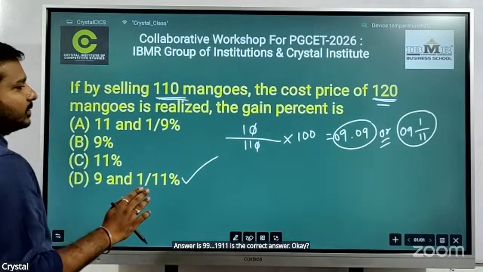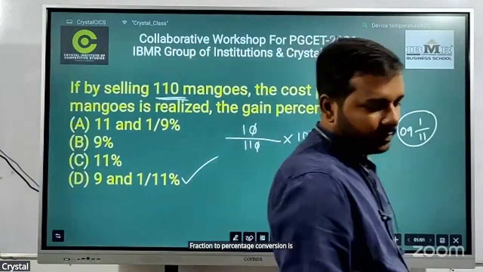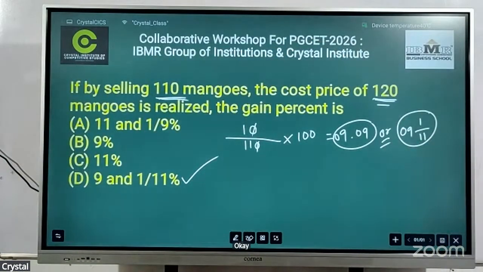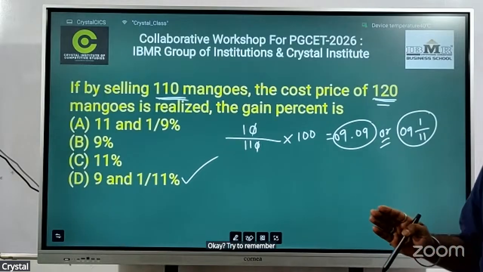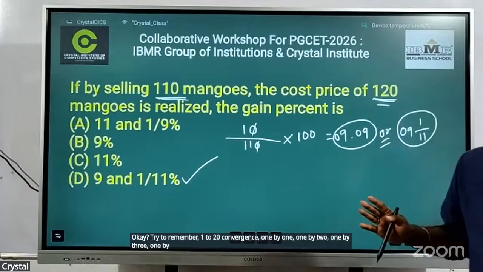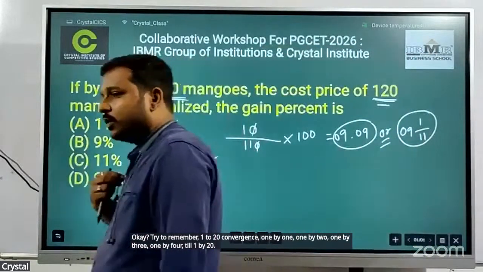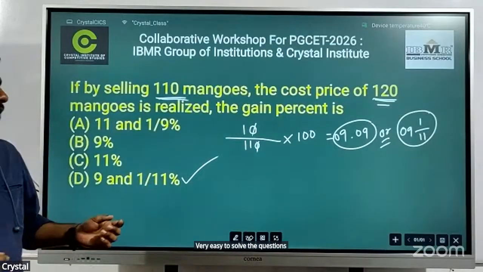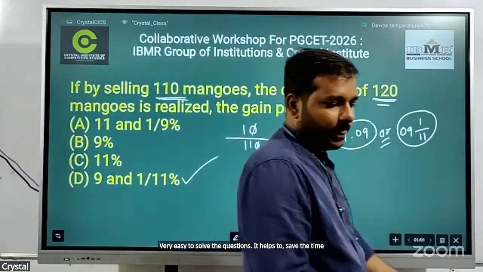Fraction to percentage conversion is very important. Try to remember 1 to 20 conversions: 1 by 1, 1 by 2, 1 by 3, 1 by 4, till 1 by 20. It is very easy to solve the questions and helps to save time.